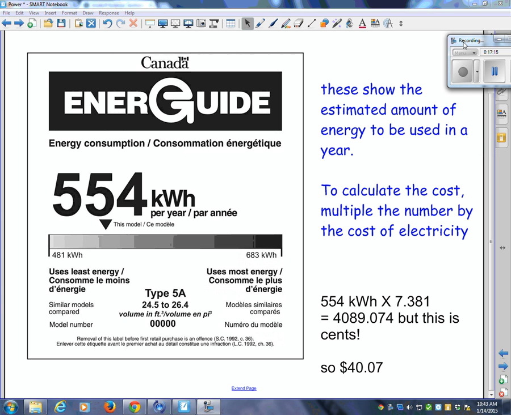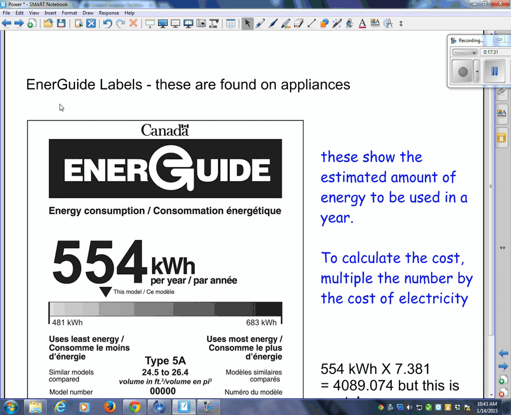Does anyone have a new washer or a new dryer or even a fridge with something like that on it? I have new everything. Yeah? Have you seen those on your appliances at home? Maybe? Okay. So this is called an EnerGuide label. It comes from the Government of Canada. When you go into a furniture store or appliance store, you will see these on there.